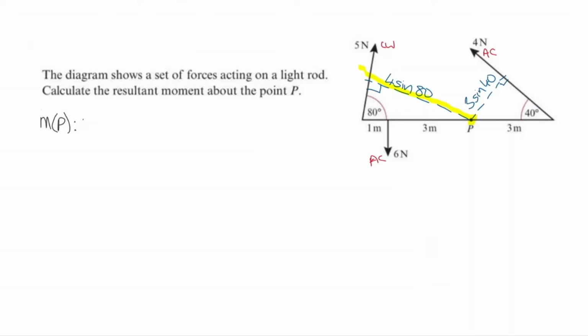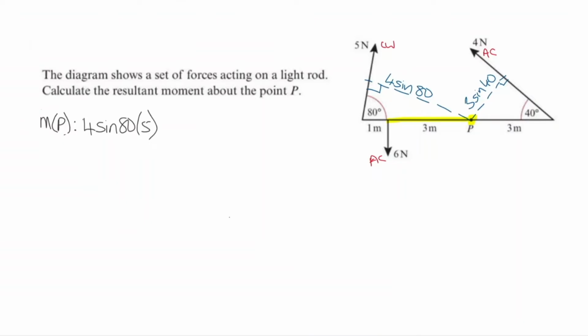This is the length that we need to use, that's the perpendicular distance. And the moment is going to be that perpendicular distance, 4 sine 80, multiplied by the magnitude of the force, multiplied by 5. So that's our positive clockwise moment. The rest are going to be anti-clockwise, so we're subtracting.